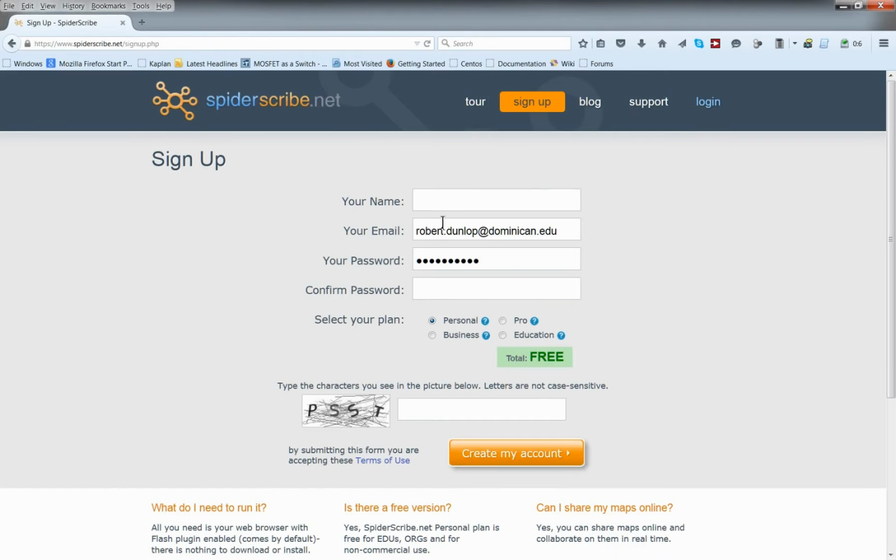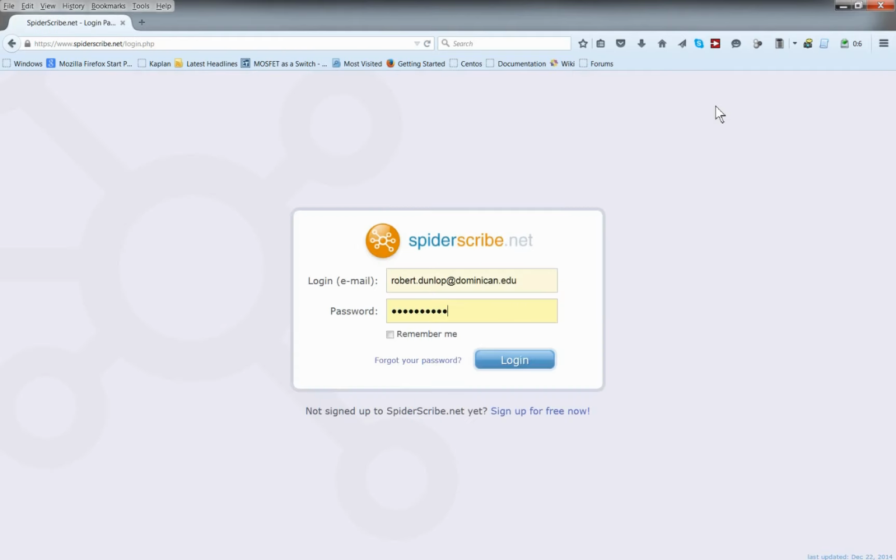You just need to give them your name, your email, your password, and if you like, use your Dominican email. When you're done with the program, and your Dominican email goes away, so does your account. So you don't have to give a lot of information to these people you don't want. So I'm going to go ahead and log in. It does actually know who I am.